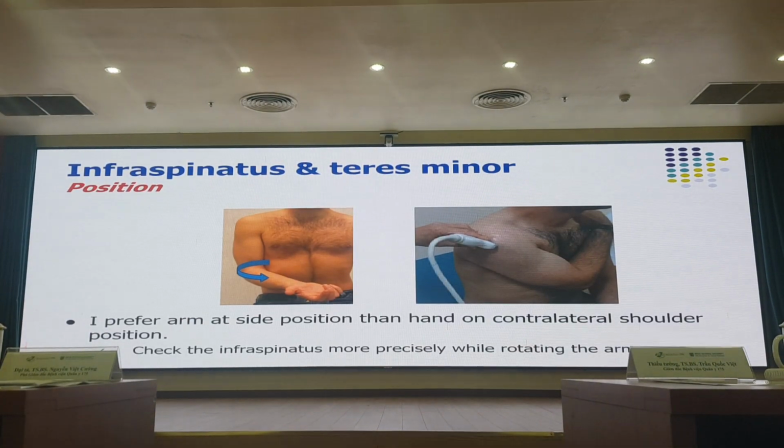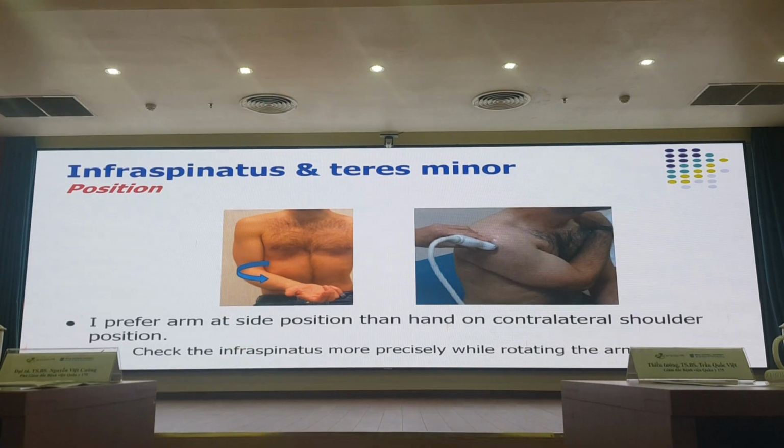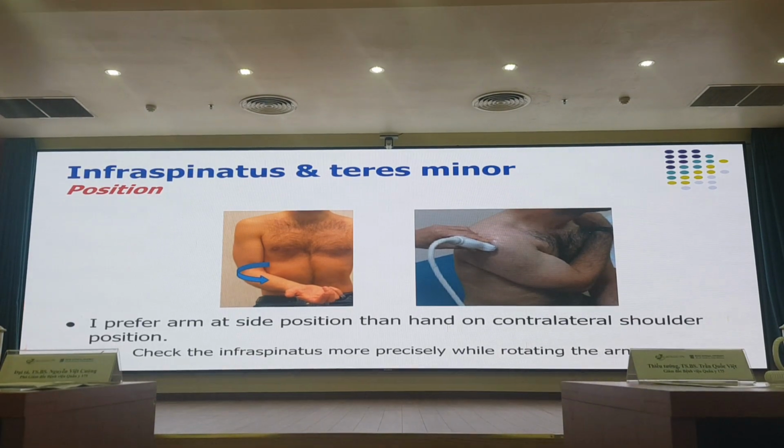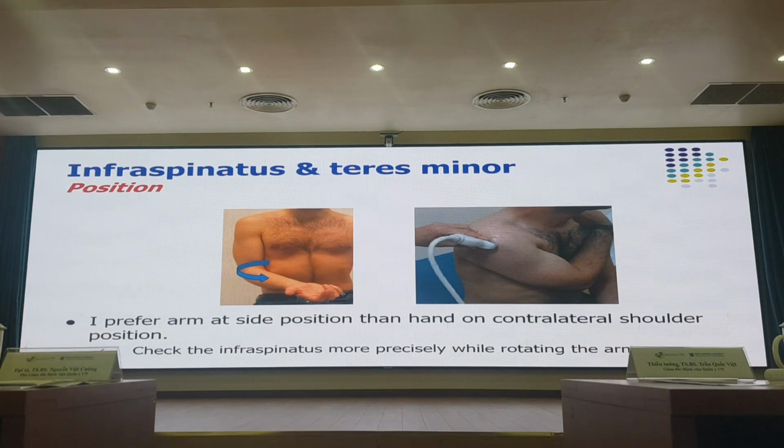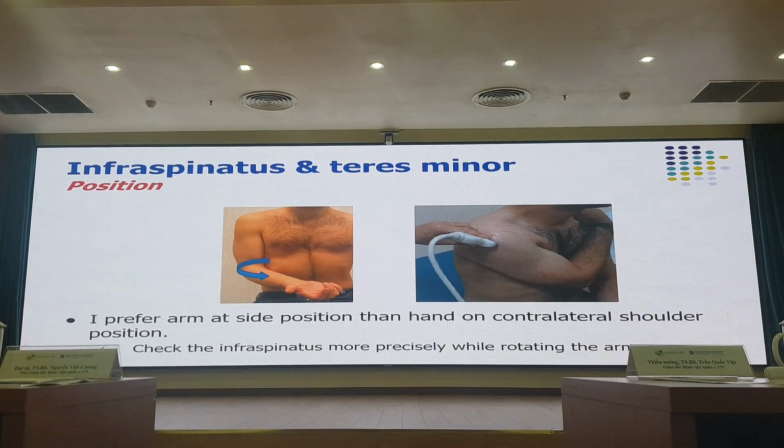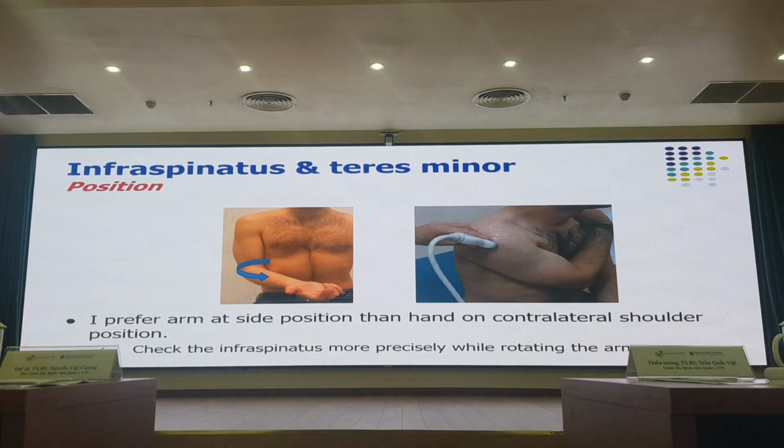To find the infraspinatus and teres minor, we use two positions most frequently. One is the arm at the side position and just internally rotate it. The other one is the hand on the contralateral shoulder like this. But I prefer the arm at the side position because I can see the movement of the infraspinatus during rotation and can more precisely check the status of the infraspinatus.